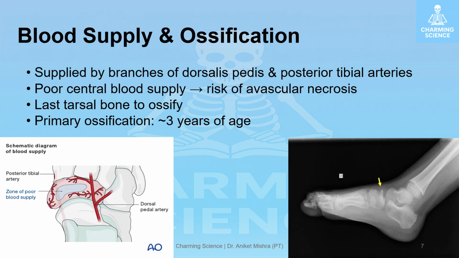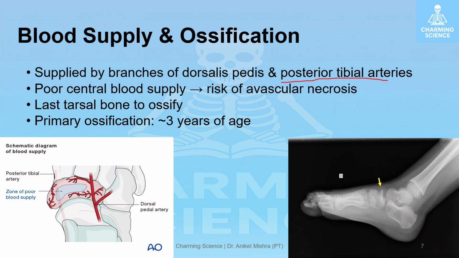Now let's understand the blood supply and the ossification of the navicular bone, which are important for both development and clinical conditions. The navicular bone receives its blood supply from small branches of both the dorsalis pedis artery and the posterior tibial artery. However, the central portion of the bone has relatively poor vascularity compared to its periphery. This limited blood supply to the central area makes the navicular particularly susceptible to avascular necrosis or delayed healing in the event of injury, such as stress fracture.